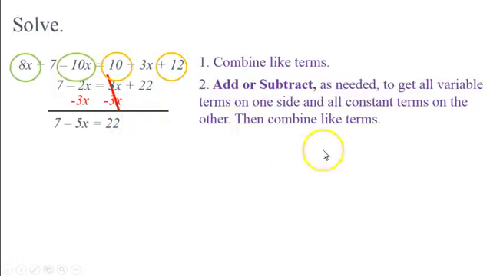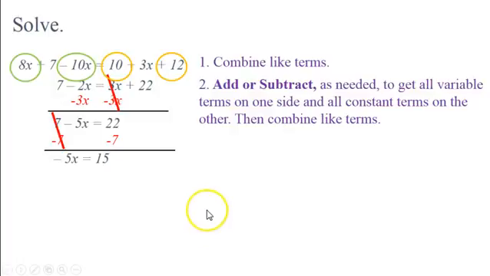I'm still working on this add or subtract step because now I'm going to get all my constant terms on one side. And I have a 7 left over here. So I'm going to subtract 7 from both sides because this is a positive 7. I know this is a negative 5x, but it's a positive 7. So when I do that, we'll have negative 5x is, oh, these will cancel out, sorry. And then we'll have a negative 5x is equal to 15.